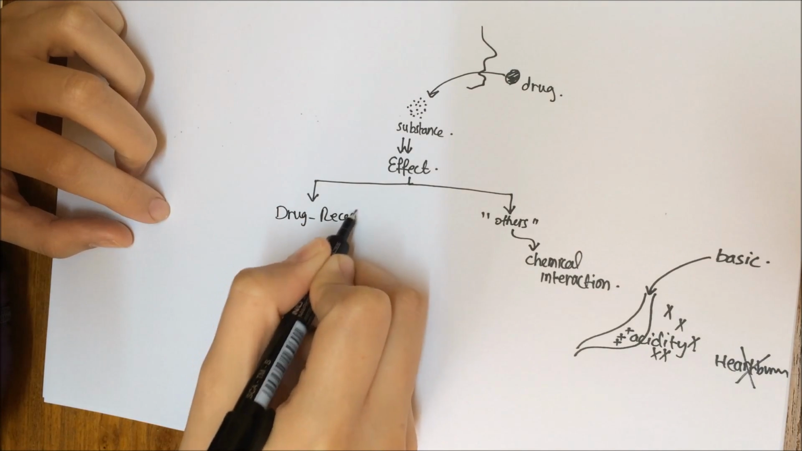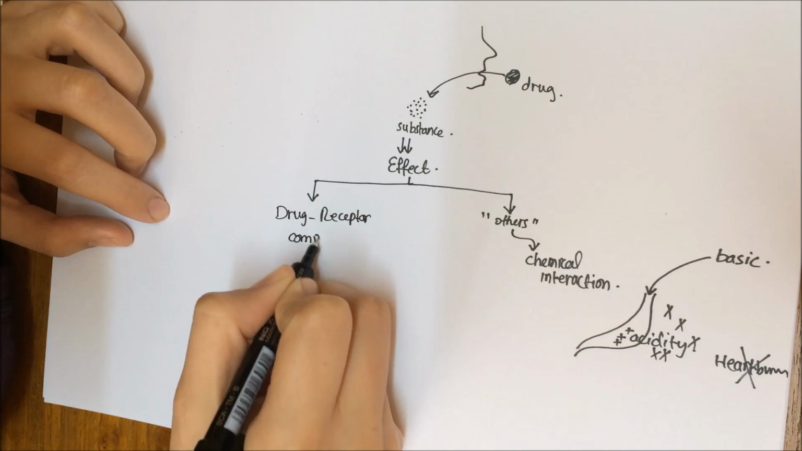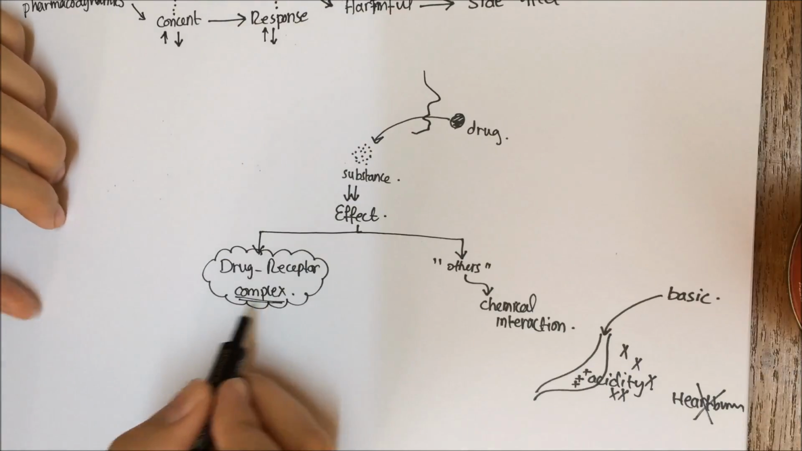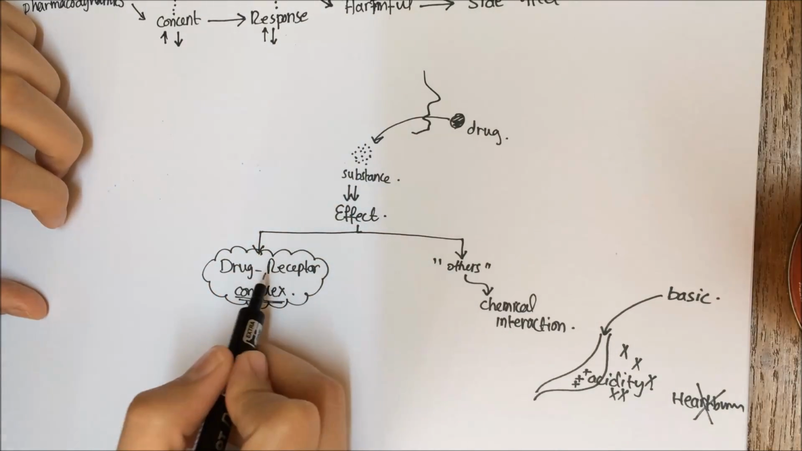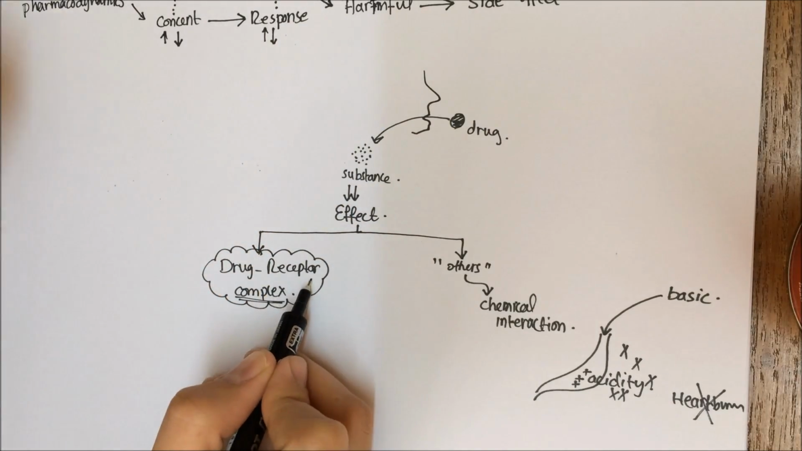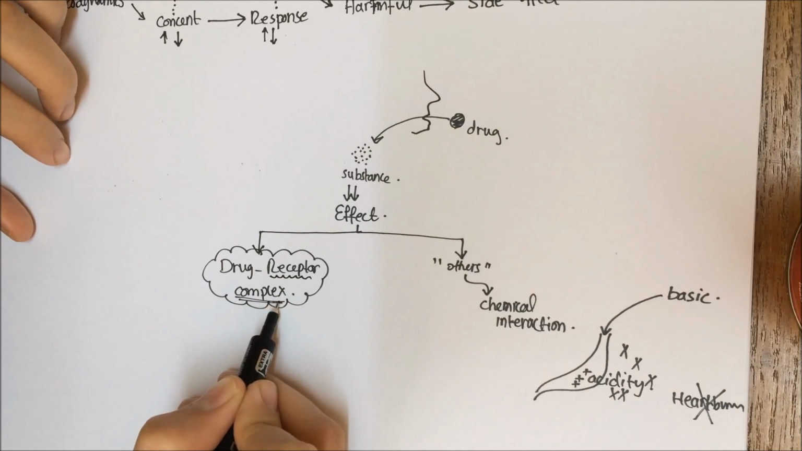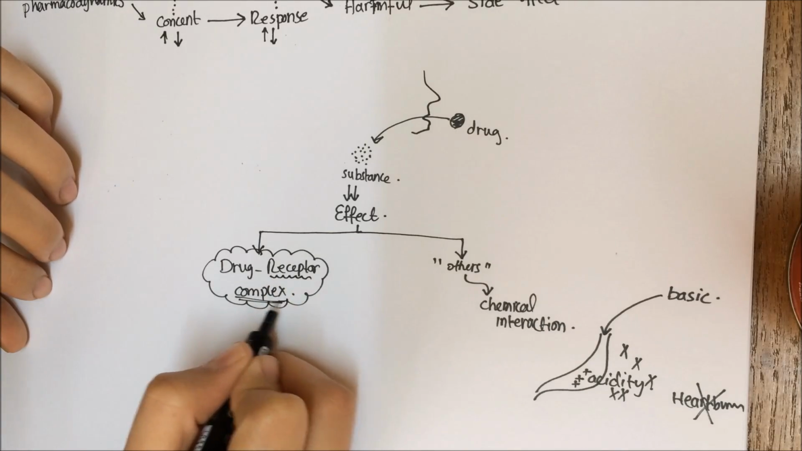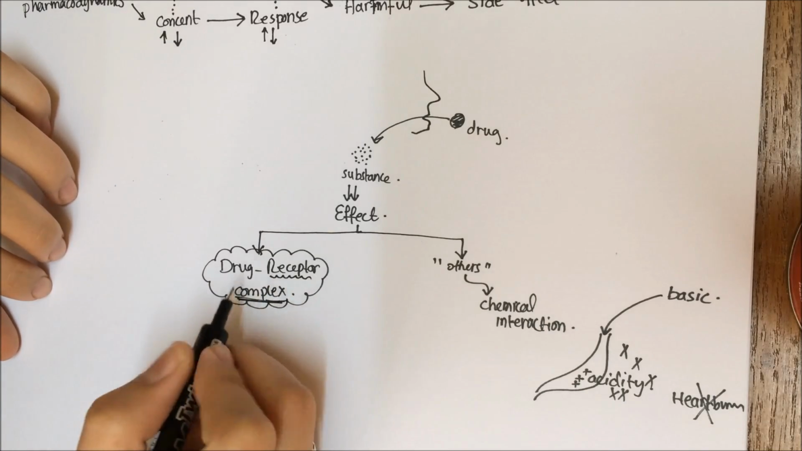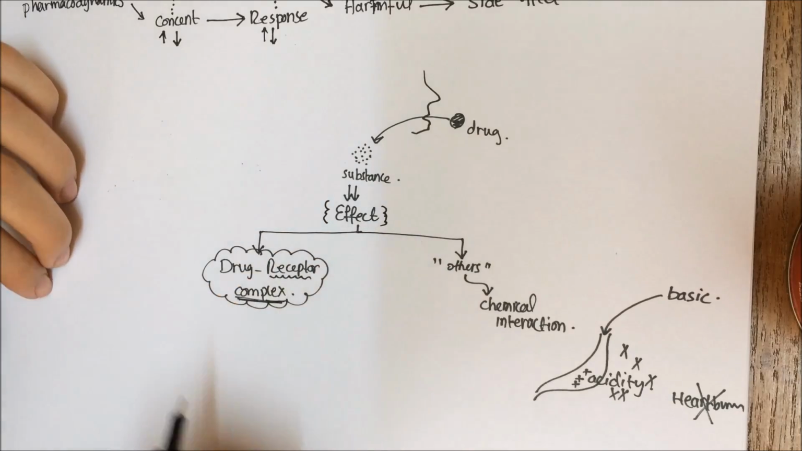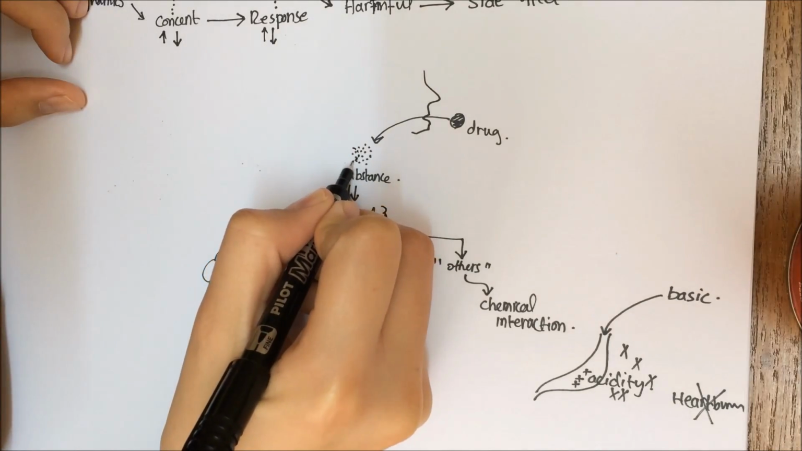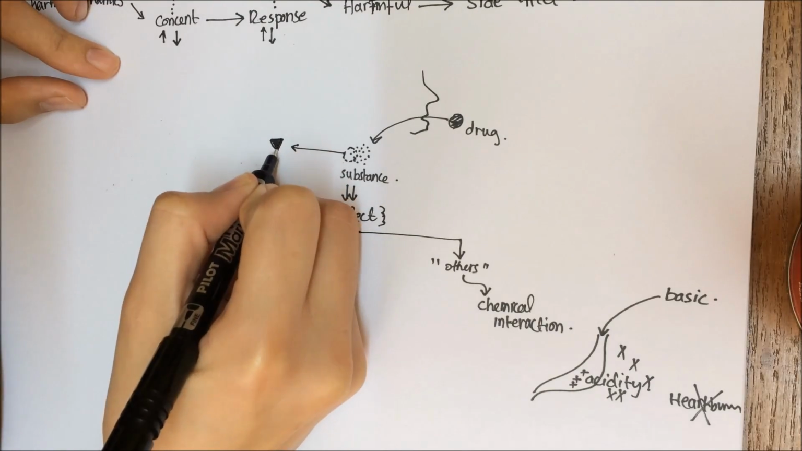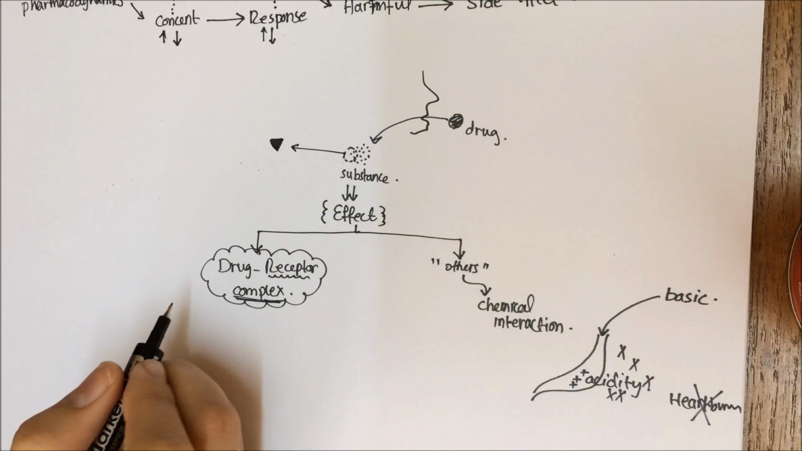Now the other way is what we call the drug-receptor complex. Now, the drug-receptor complex means that this drug that we have given should go inside the body and find a receptor and form a complex with this receptor. And when we have this complex, we are going to get this effect. Like for example, let's take one of these. This is the drug molecule, the ultimate drug molecule.